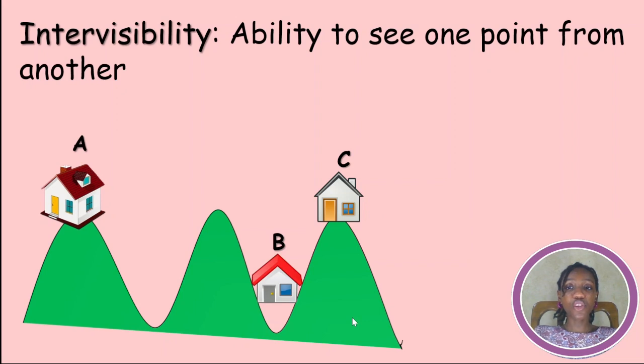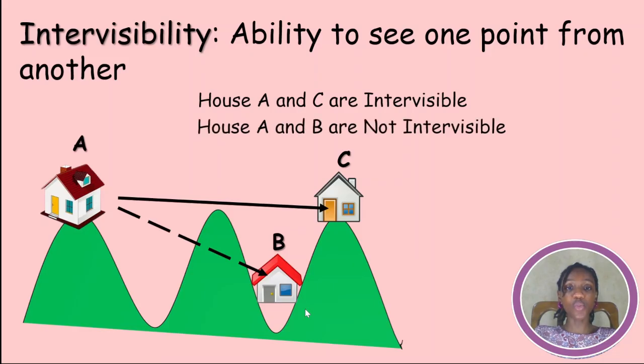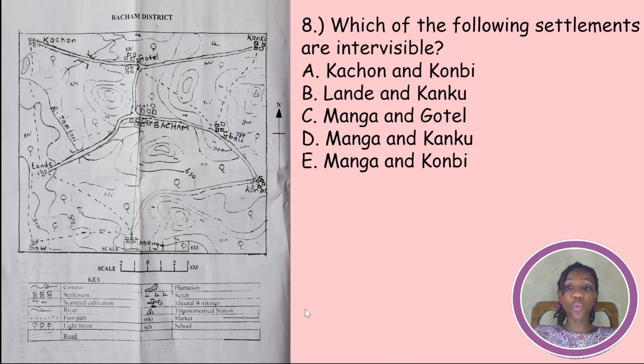If we look at our illustration and we take our reference from house A, what can we observe? From house A, we can see house C, and hence we can say that house A and C are intervisible, while house B cannot be seen from house A, and so house A and house B are not intervisible. Now, since we get the concept, let's go back to the question. The question is simply asking which of the following pairs of towns can be seen from the other. So let's evaluate the options one by one.